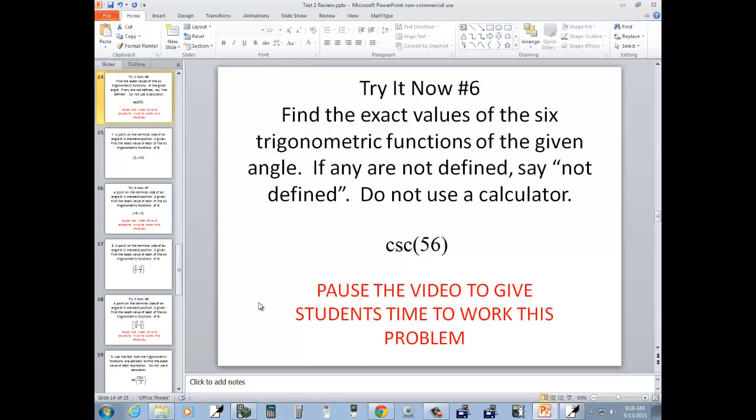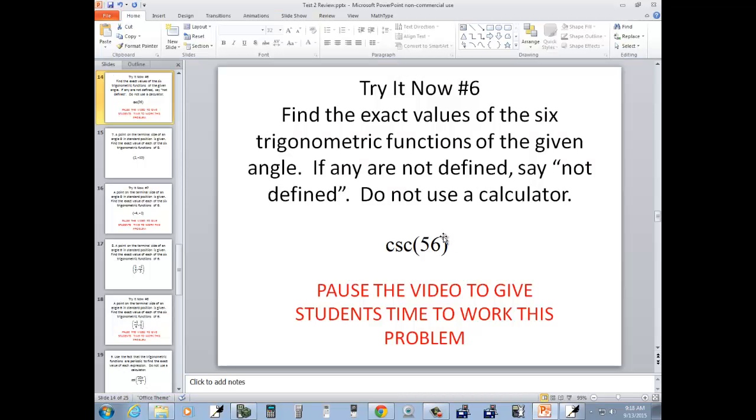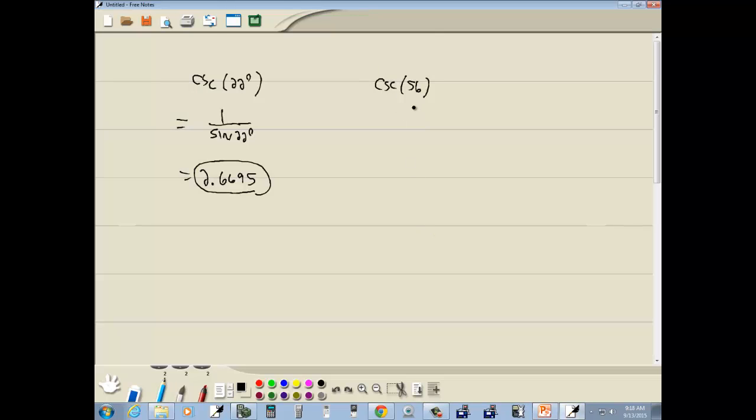Okay, let's take a look at this one. We got cosecant of 56. This isn't a typo. Notice I did not put a degree mark on there, which tells us it's in radians. Now, we still don't have the cosecant on our calculator, so we'll have to use the fact that cosecant is equal to 1 over sine. But I want to make sure I'm in radians now.